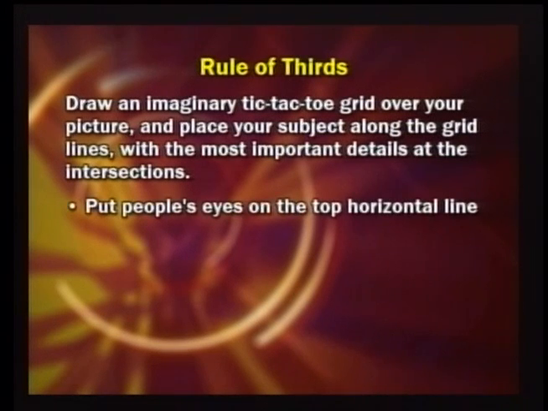Along with that, when we're taking pictures of people, as a general rule, remember this isn't always the case, but as a general rule, put people's eyes on the top horizontal line. So you've got your two horizontal lines in your tic-tac-toe grid. Put people's eyes on that upper line. As you zoom in more, you want to deviate from that a little bit, but that's the general rule: the subject's eyes along the top horizontal line.